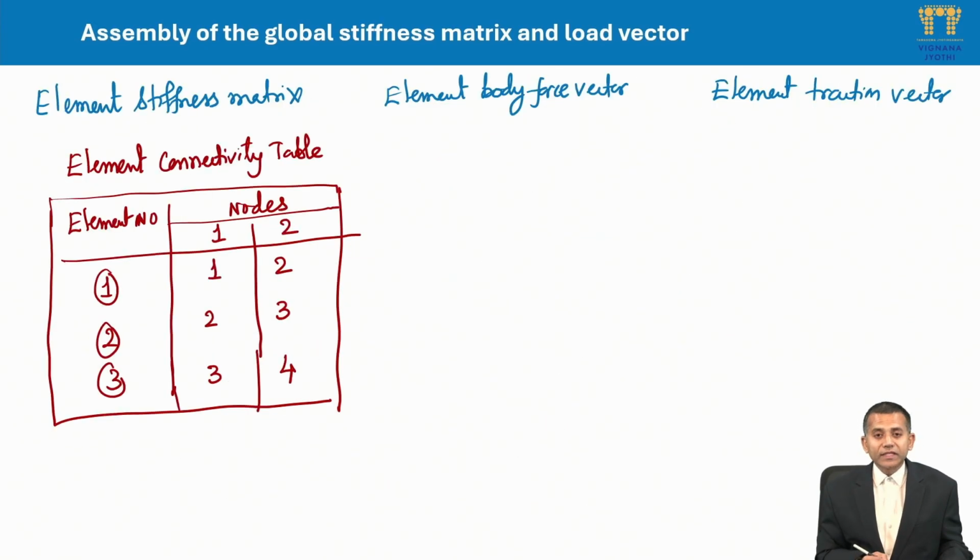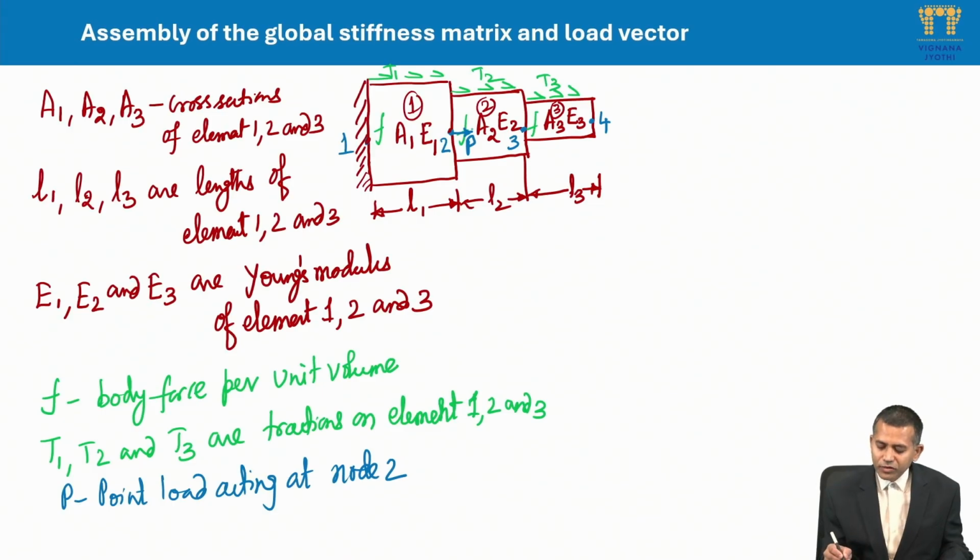And if you consider the entire system, how many nodes are there? 1, 2, 3, 4, total 4 nodes, and degrees of freedom at each node is 1, because we are looking at it in only one direction, x. So the total degrees of freedom of this entire system is only 4. That means if we want to find the stiffness matrix for the entire system, which we call the global stiffness matrix, it will have a size of 4 by 4.